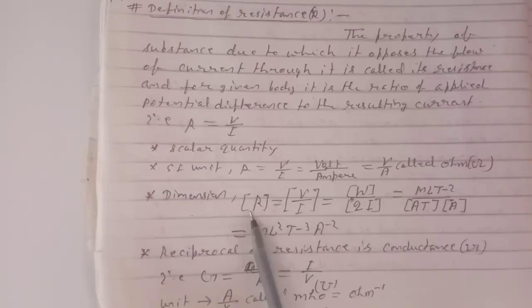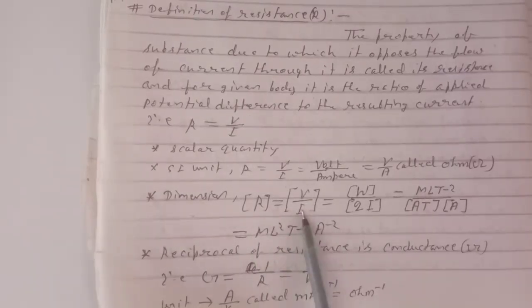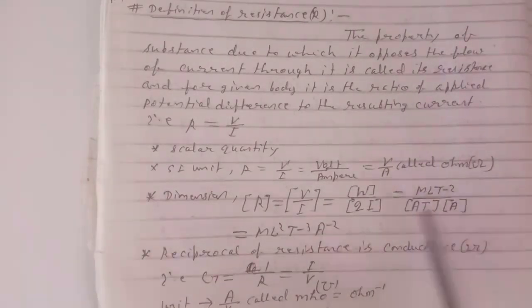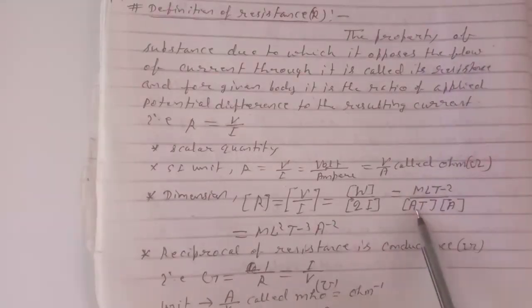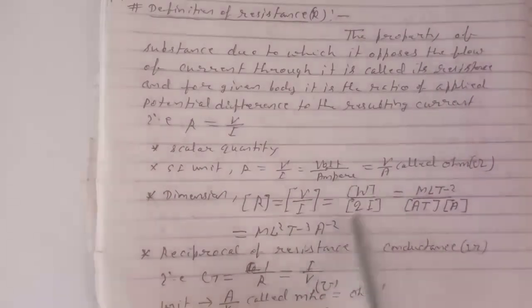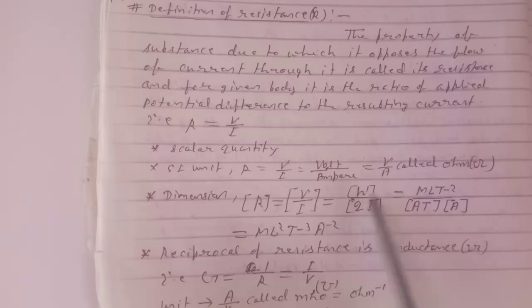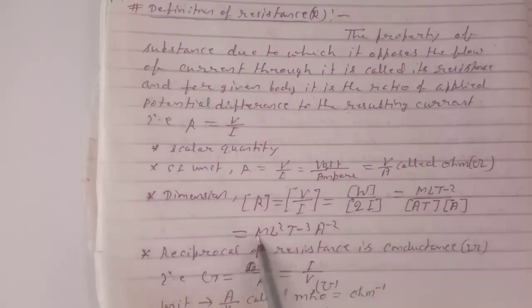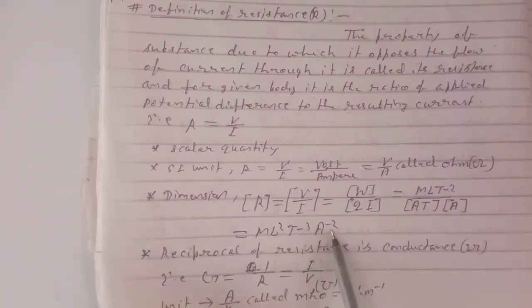Dimension. The dimensional formula of resistance is the dimensional formula of V divided by the dimensional formula of I. The dimensional formula of V is equal to that of W by Q, and the dimensional formula of I is A. The dimension of W, that is work, is M L squared T to the power minus 2, and the dimension of Q is A T. So we can write M L squared T to the power minus 3 A to the power minus 2.